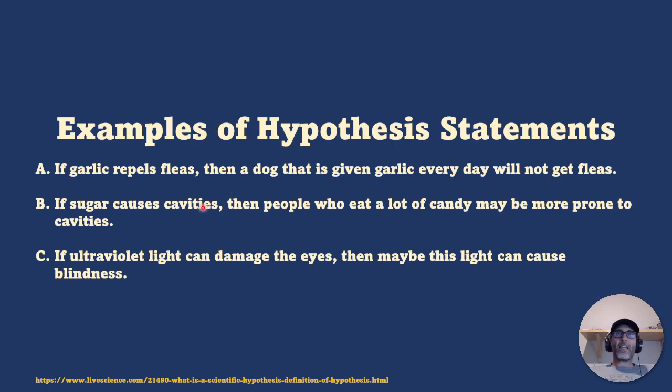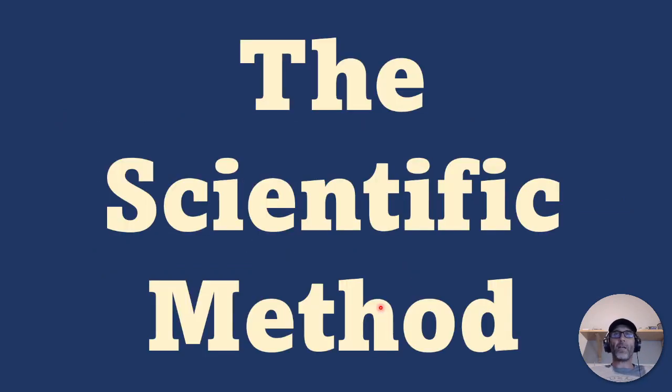If sugar causes cavities, then people who eat a lot of candy may be more prone to cavities. So candy would be the independent variable, and cavities would be the dependent variable. As you manipulate the amount of candy, we would see a fluctuation in the amount of cavities, right? And so on. I don't think we need to go through all these, but I just want to make sure everyone understands the difference between an independent and dependent variable and how critical they are in a hypothesis.